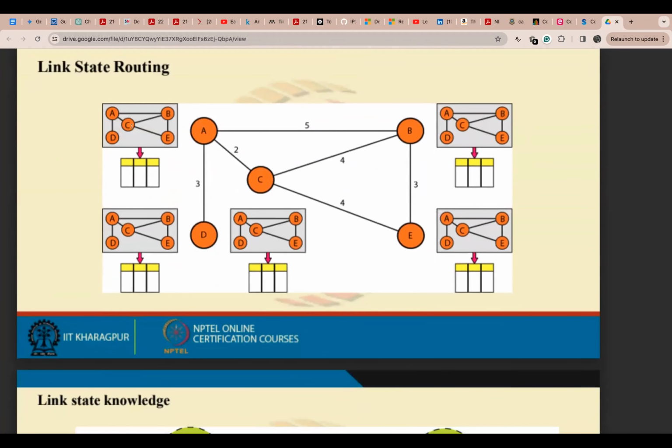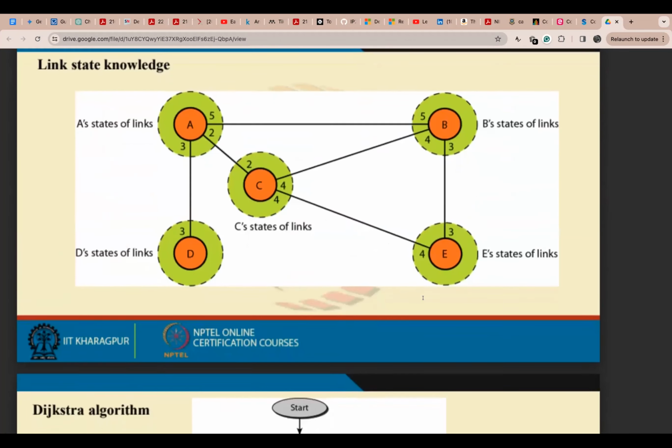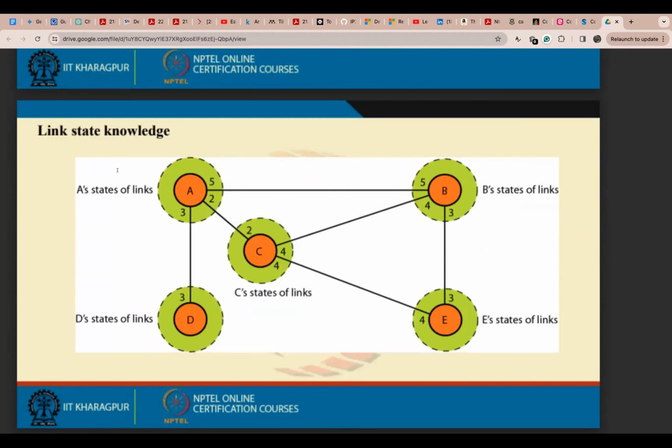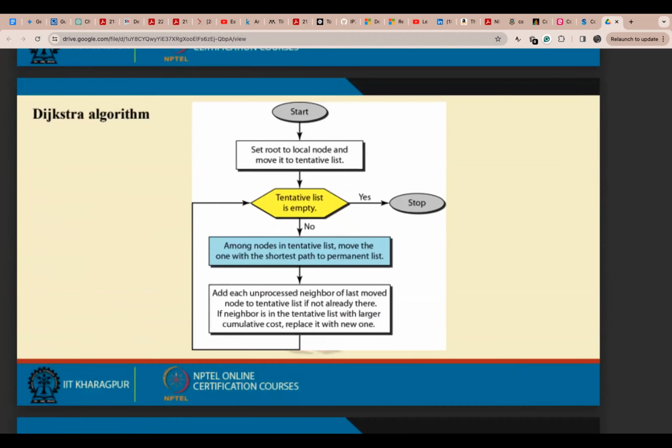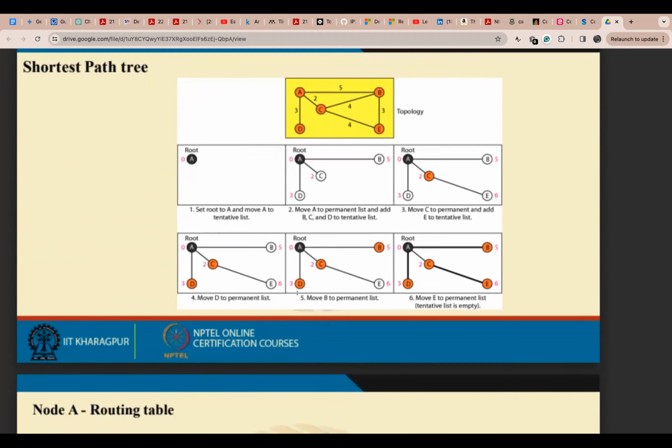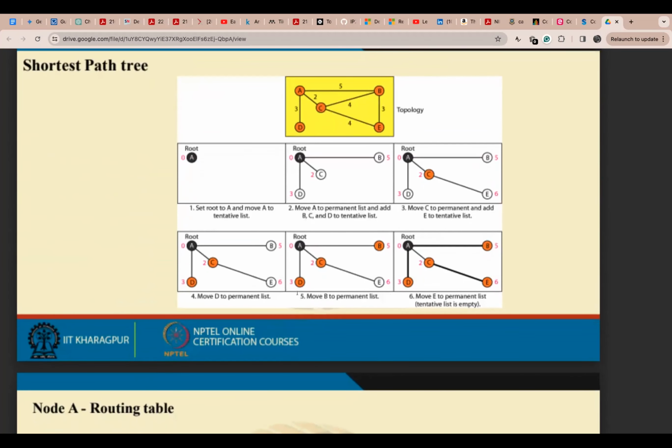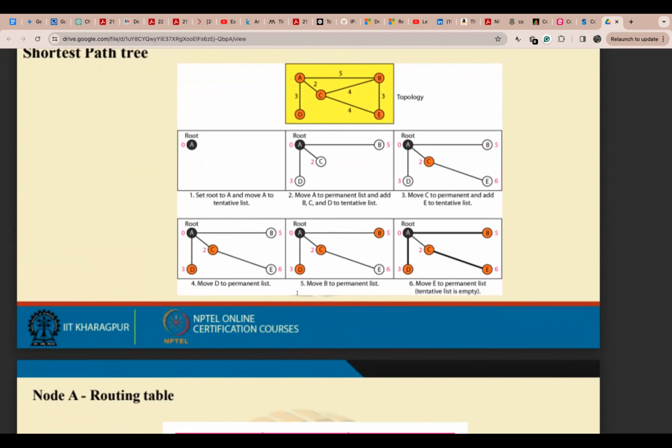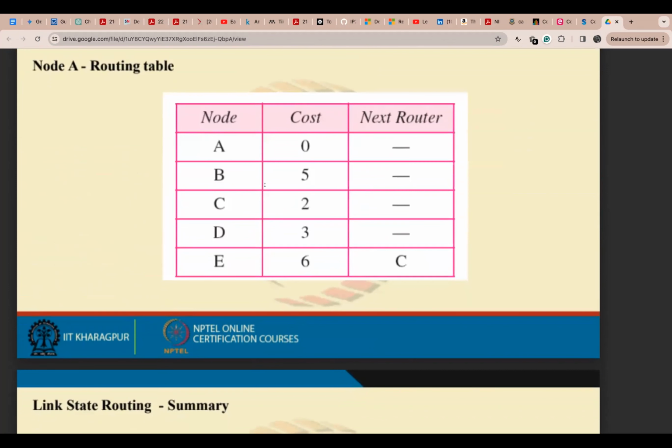If you look at the routing table for all these, A's link state will be 3, 2, and 5. C's will be 2, 4, 4, and so on. The routing table will look like this. So it will be created. The shortest path will be created based on the Dijkstra algorithm. So the routing table will look like this.